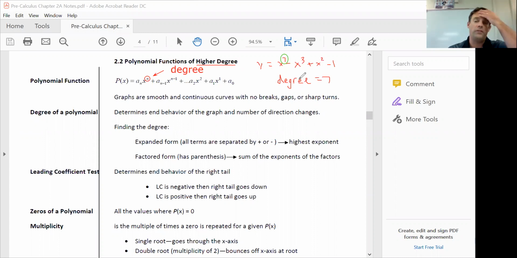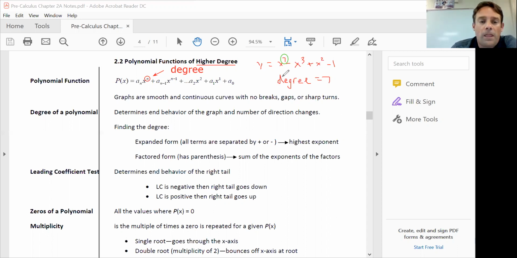Now some polynomials have names, like a 3rd degree polynomial, we call it a cubic. Or a 4th degree polynomial, we call it a quartic. 5th degree is a quintic. But really anything after 5, we just say polynomial of degree n. So this would be a polynomial of degree 7, or you could call it a 7th degree polynomial.